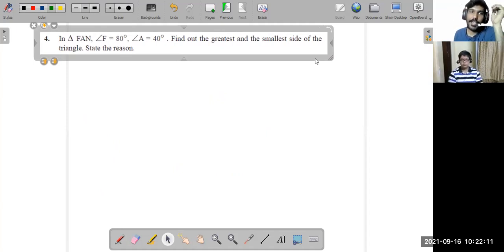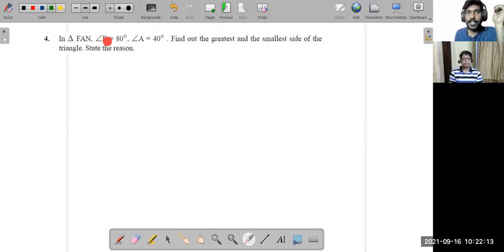Let's do the fourth one. In triangle FAN, angle F is 80 degree, angle A is 40 degree. Again, you have to find the greatest and the smallest side of the triangle, and also you have to state the reason. Will you be able to do this one right now? Yes.